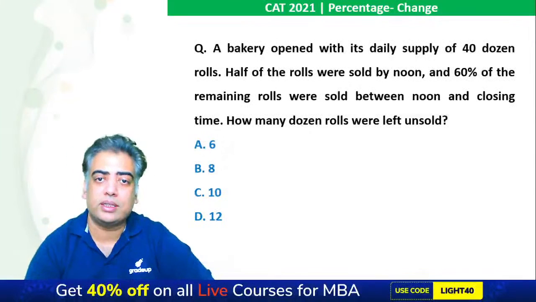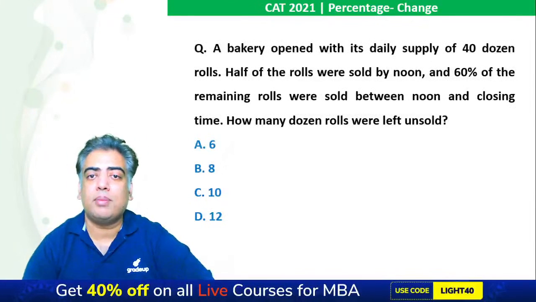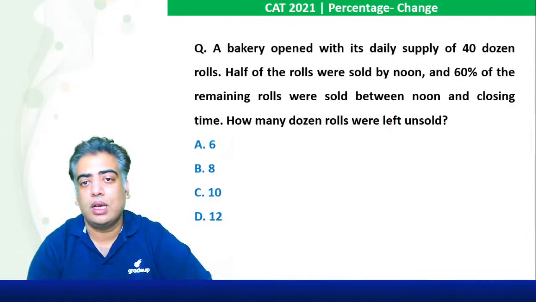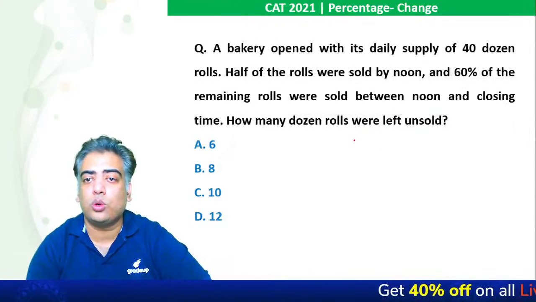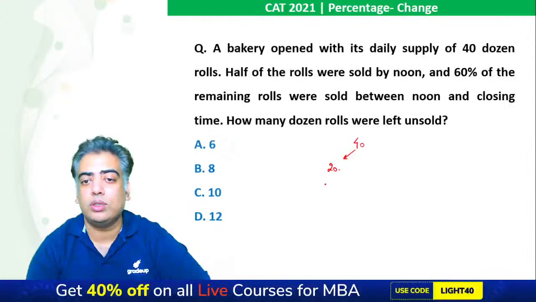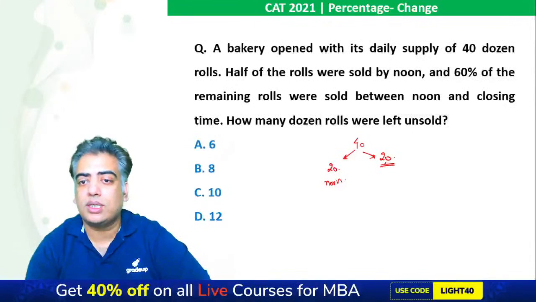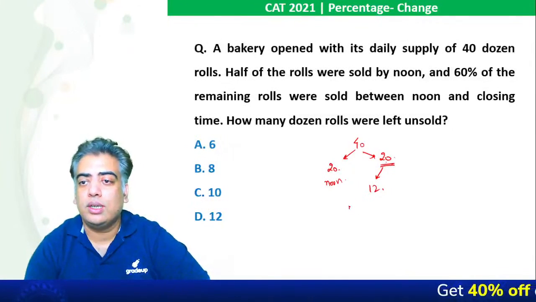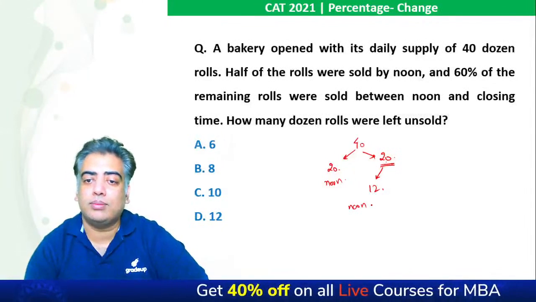Right. So now let's start. Here it says a bakery opened with its daily supply of 40 dozen rolls. Half of the rolls were sold by noon. So half of 40 is 20. 20 rolls are sold by noon. So leftover is 20. And 60% of the remaining, so 60% of 20 are 12, were sold between noon and closing time.